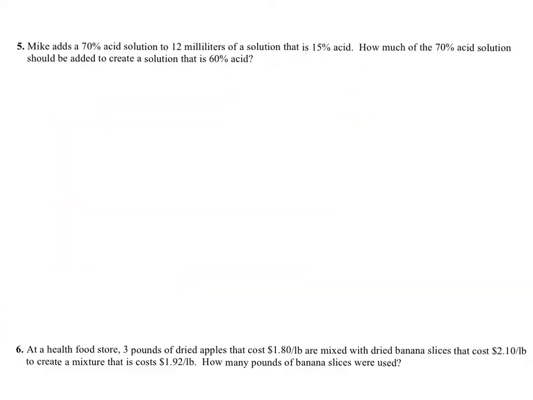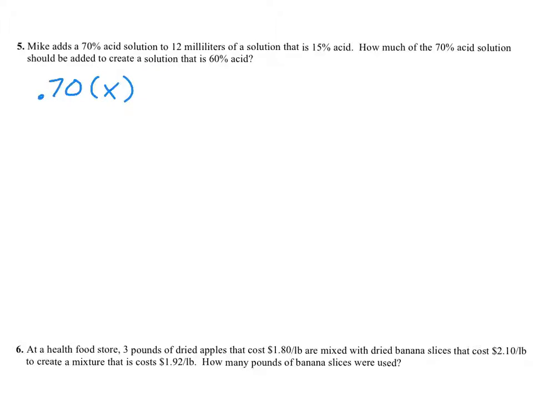On the back we have a couple of mixture problems that are word problems. So Mike adds 70% acid solution to 12 milliliters of a solution that is 15% acid. How much of the 70% acid solution should be added to create a solution that is 60% acid? So you're going to take the concentration and multiply by the amount. So he starts with 70% of something, so that is 0.70. And we don't know how much there is, so we're going to multiply that by x.